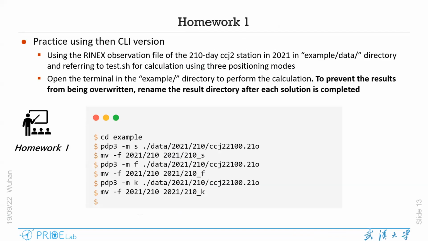This is the first homework of this lesson, using the CLI version to perform calculations for the 3-position model. Switch to the example directory and use CCG2 or 110 days in 2021 as the example data to prevent result overwriting. Rename the result directory after each calculation. I will show the first example.